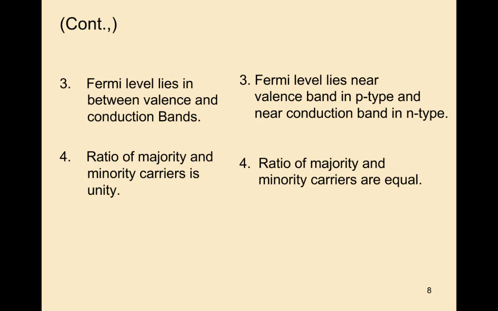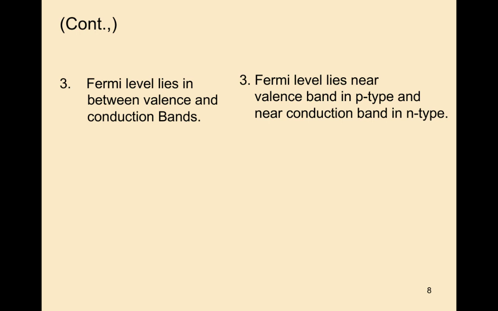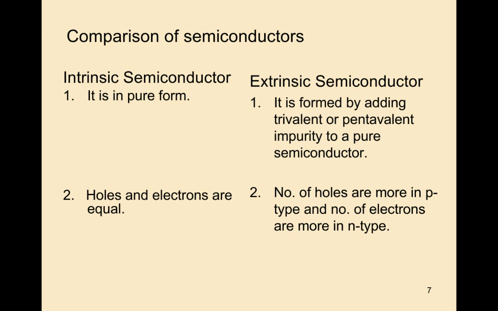So these four points are the differences between intrinsic and extrinsic semiconductor. What is the first comparison? Intrinsic semiconductor is a pure form, whereas extrinsic semiconductor is not a pure form. It is formed by adding impurities to the pure semiconductor.